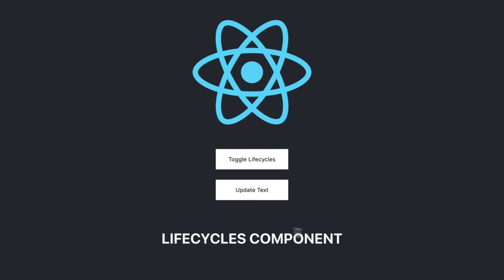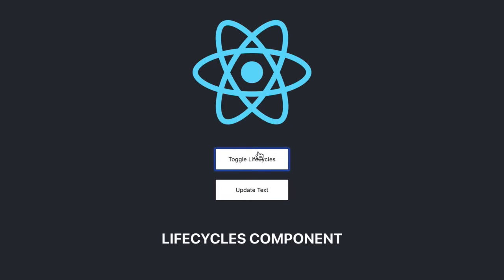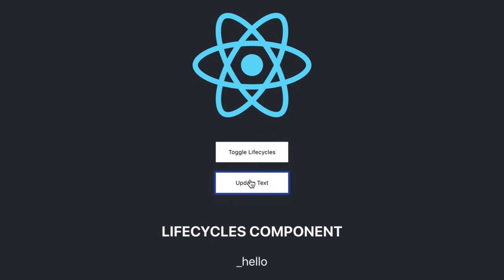Now, I know this lifecycle component just looks like a bit of text right now, but I just put it here so that you can see whether or not it's there. What I mean by that is whenever you click this toggle lifecycles button, you'll see that that component disappears, right? I'm pulling it off the DOM based on whether or not you've clicked the toggle button. And then the update text button, whenever you click, will just put this underscore hello. The more you click it, the more underscore hellos get appended to that text.